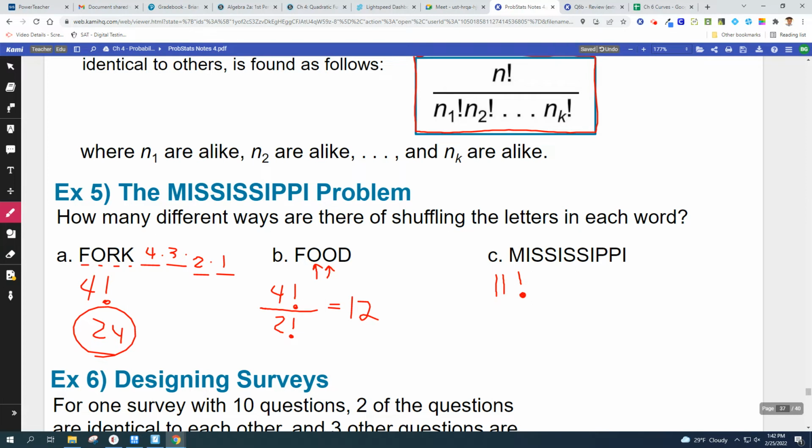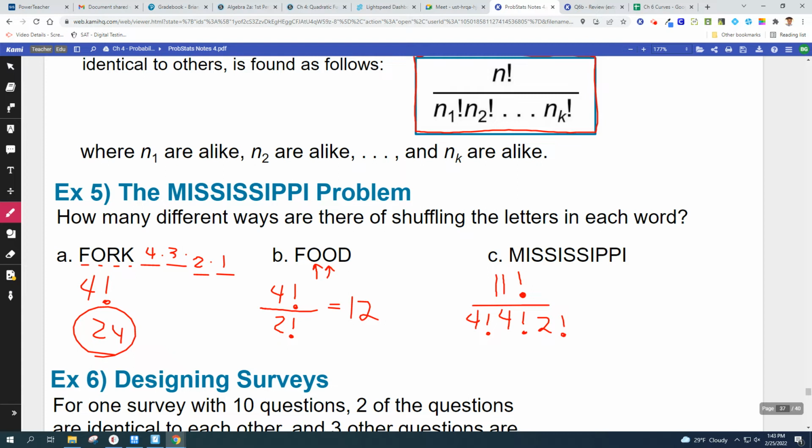But they're not. And so you look at those S's, and we would be able to shuffle those S's and nobody would be able to tell. We'd be able to do the same with the I's and the P's. So we're going to divide by 4 factorial, which is the number of ways of shuffling those S's, and another 4 factorial, which is the number of ways of shuffling those I's, and a 2 factorial, which is the number of ways of shuffling those P's. Anything that repeats, anything that's exactly alike or identical, you're going to have to divide off.